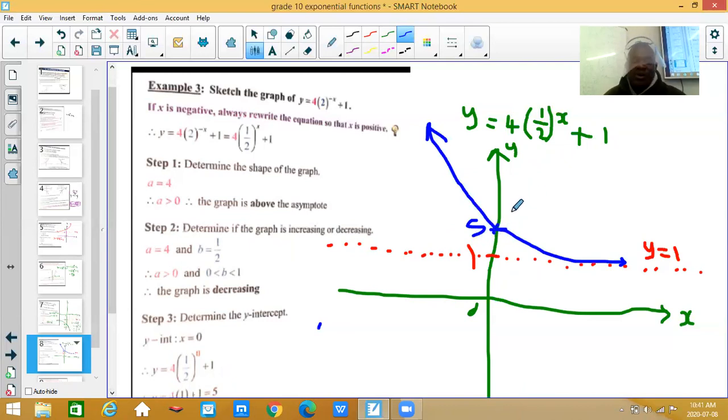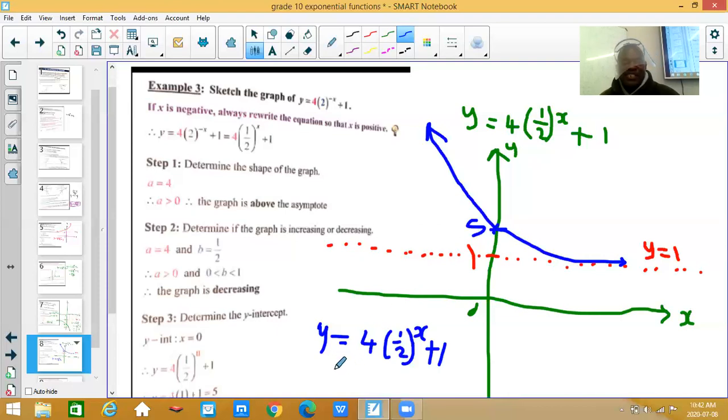Let us find the other point. If you want to find the other point, you have y is equal to 4, 1 over 2 to the power x plus 1. Now, we've got 1 point. Take another point so that you get the shape of the graph. Which number can you put for x there? Any number, as long as it is reasonable. Don't put negative 20. Negative 3, right? Is negative 3 the simplest?